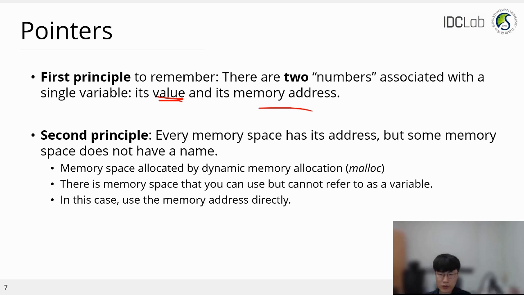Here's an example. If you define and use a single variable like this, you are actually working with two numbers. One is its value, and the other is its memory address. The value can be accessed by an expression like this, just A. It evaluates to the value stored in this variable or this memory space. The memory address can be accessed by an expression like &A. They are equally important.